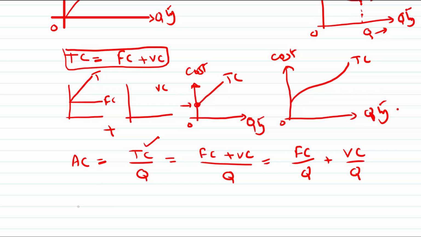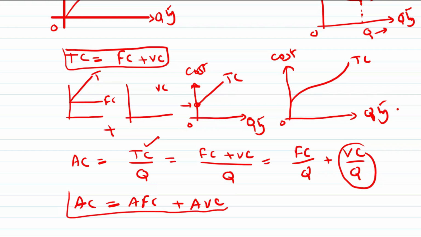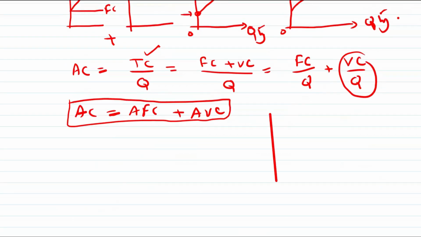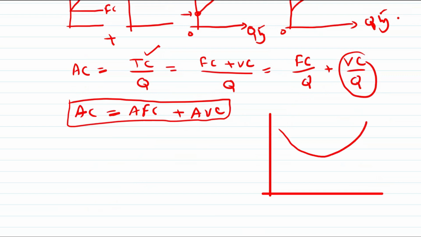And we have already studied that whenever we divide fixed cost by quantity, it becomes average fixed cost. And when we divide variable cost by quantity, it becomes average variable cost. So finally, average cost is equal to average fixed cost plus average variable cost. This is the final shape of average cost mathematically. Now if we draw the diagram of average cost, it will be exactly the same as average variable cost. It is U-shaped like this. So this is average cost, or we also call it average total cost.